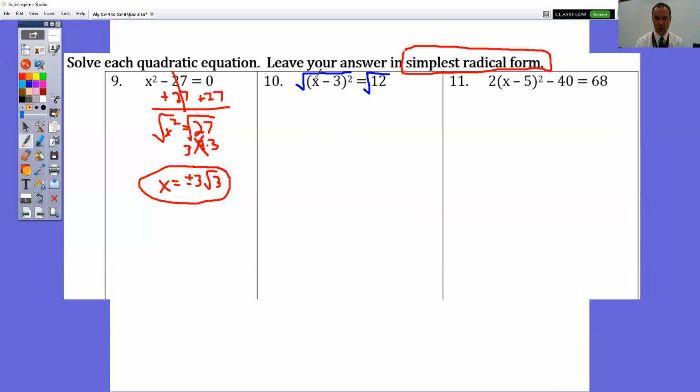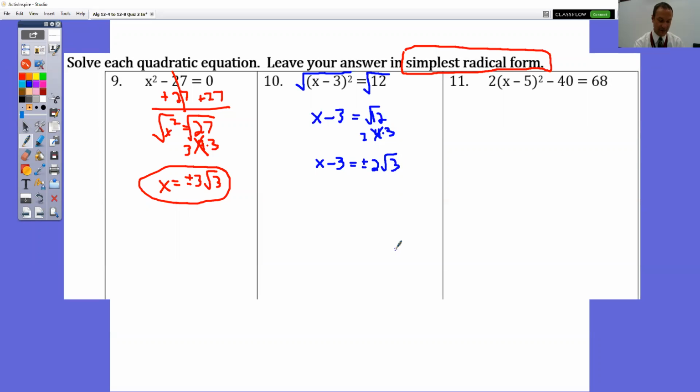So the opposite of squaring a number is to take the square root of a number. So this is just x minus 3 equals the square root of 12. Now 12 can really be simplified. 12 is 4 times 3, 4 being a perfect square. Cross off the 4, bring out the 2. So what we really have is x minus 3 equals plus or minus 2 radical 3.